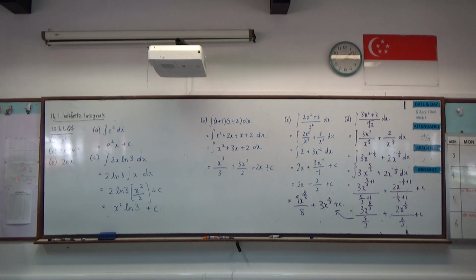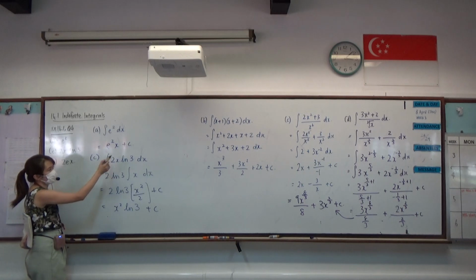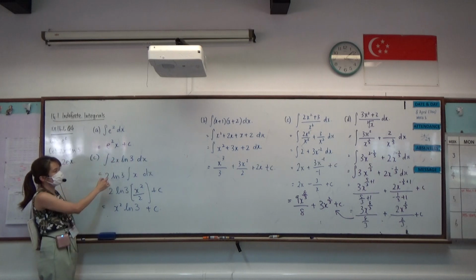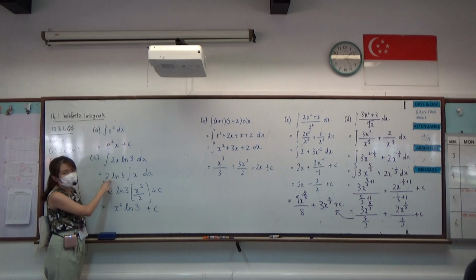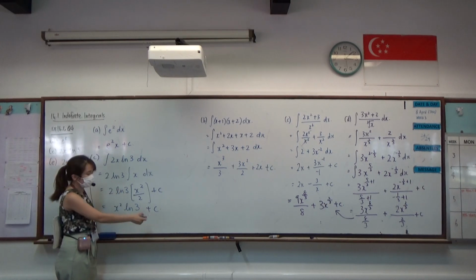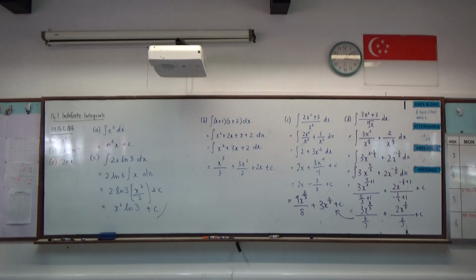No? Okay, so do recognize that this is 2x ln 3. It is 2 times x times ln 3. So we can bring the ln 3 to the front. So 2 ln 3 x is what we're looking at integrating. 2 ln 3 is just a number. Okay, so what Charmaine gave is correct. We should be getting x squared ln 3 plus c.